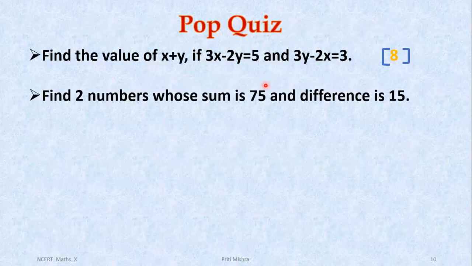Our next question is, find two numbers whose sum is 75 and difference is 15. Yes, you have to solve it. It is time taking, right? You solve it, take your time. I am telling you here the answer is 45 and 30.